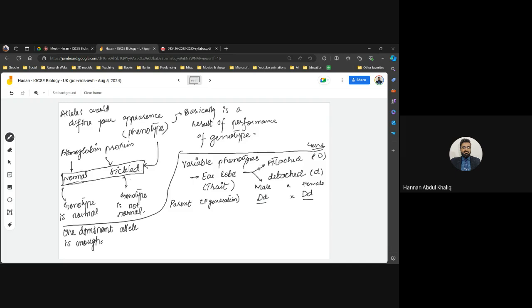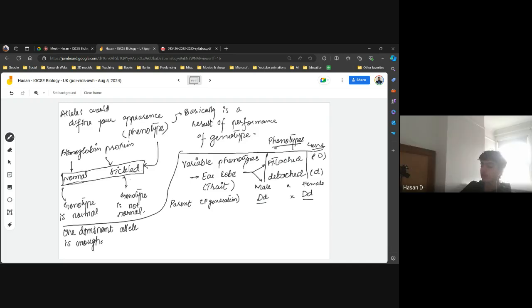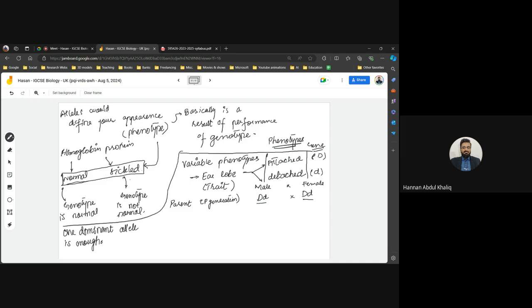In other words, these are the two possible phenotypes. Earlobe is the trait, the character. Its variable forms are phenotypes. So attached and detached are the phenotypes. So, my question is, what is the phenotype of the parent in case of earlobe? If I just ask you to look at the genotype very closely, what would be the phenotype of the parent in that case?